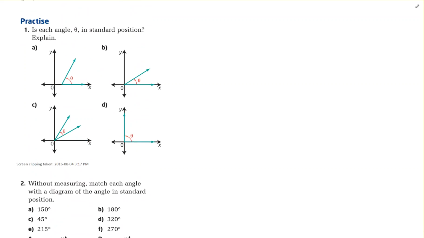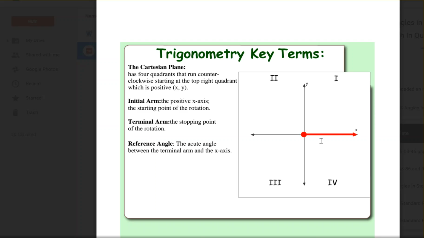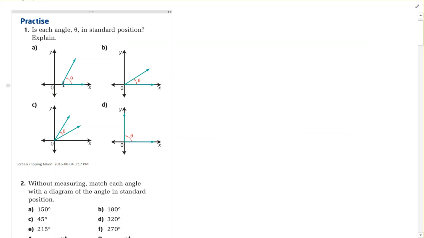So number one is, each angle theta in standard position, explain. Well, standard position was coming from our initial arm, and then up to the terminal arm. So remember, terminal arm, and then reference arm. Looking at that, you can see that this one would not, because it doesn't come to the origin. This needs to be back at the origin there. This one is. You can see it goes from the initial arm to the terminal arm, and it's going to the origin there. This one doesn't start at the initial, so it's not, but this one would be as well.